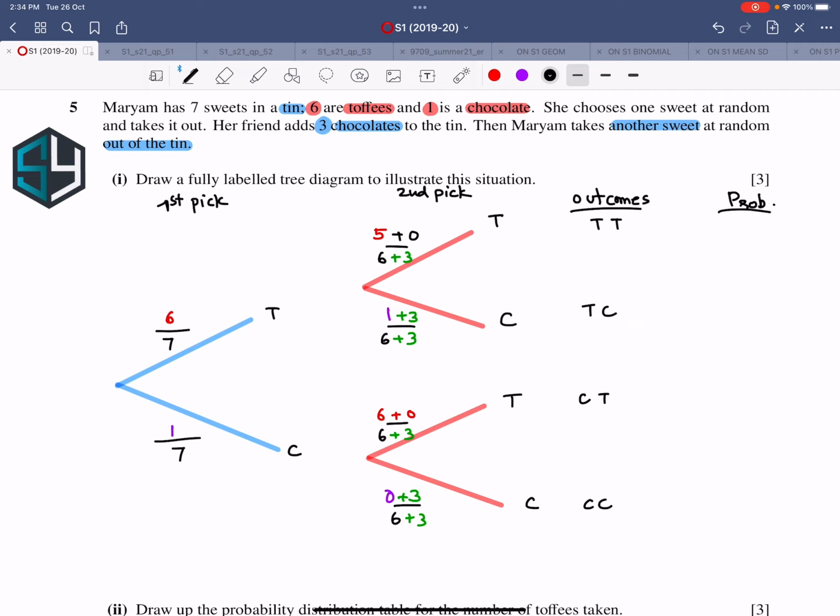6, 7 and 9, that is 63. That is the denominator in all the scenarios. Do not reduce the fraction, as I've been saying a lot of times before.